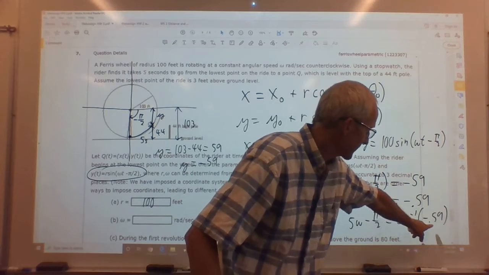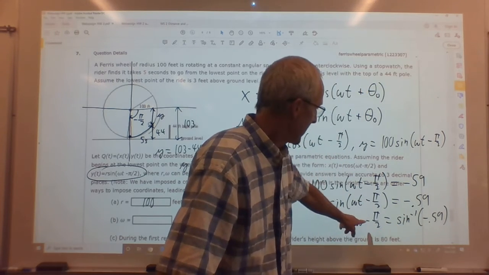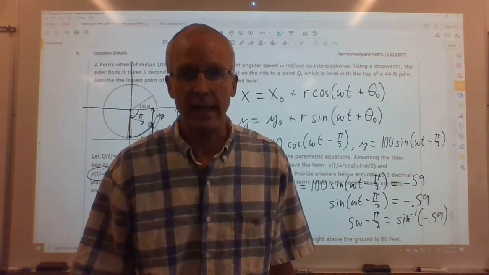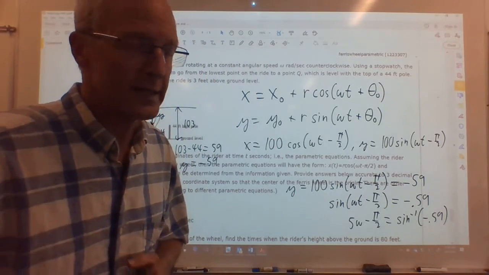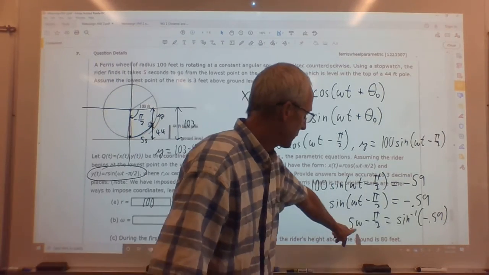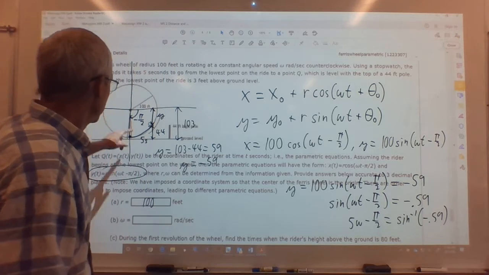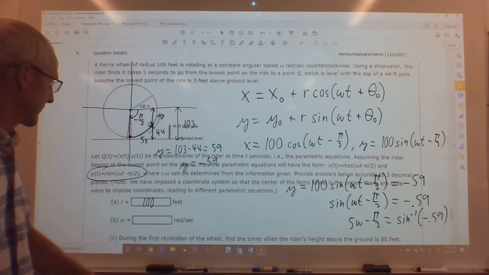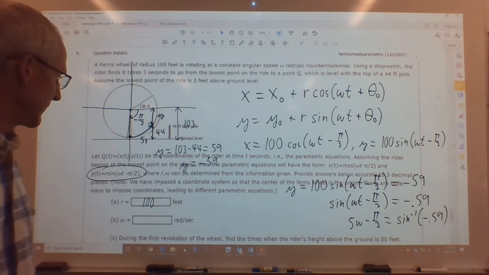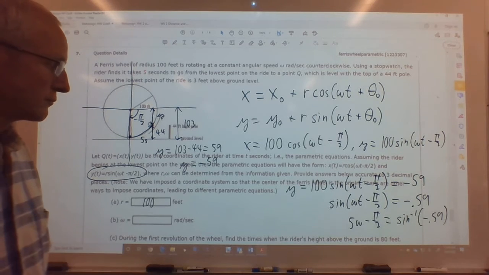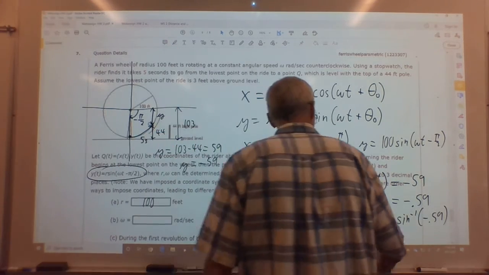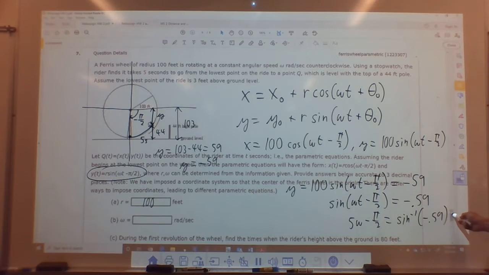So make sure this is in radians, you take the inverse sine, add the pi over 2, and keep lots and lots of decimal places. They want 3 decimal places, and then you can figure out what omega is from that, and you plug it into here, and that's how many radians per second. Okay, then the second part is just kind of the same thing.